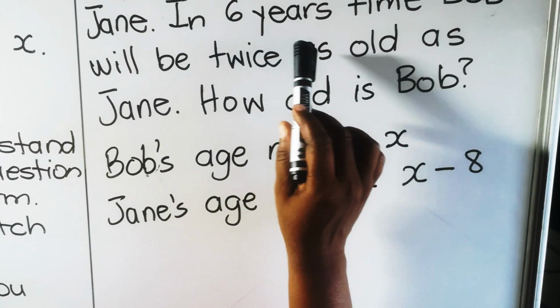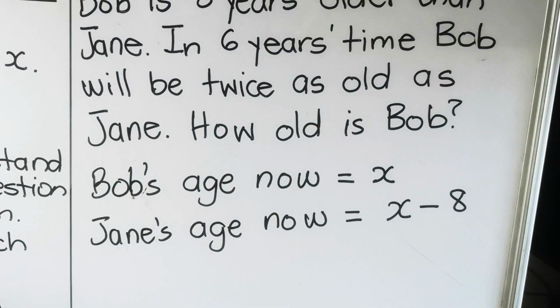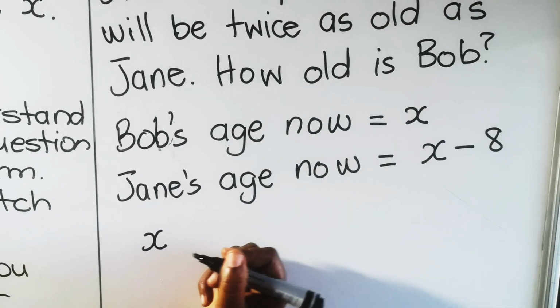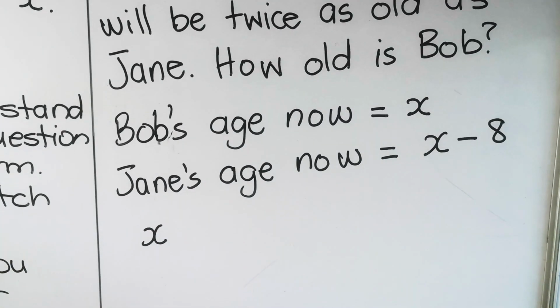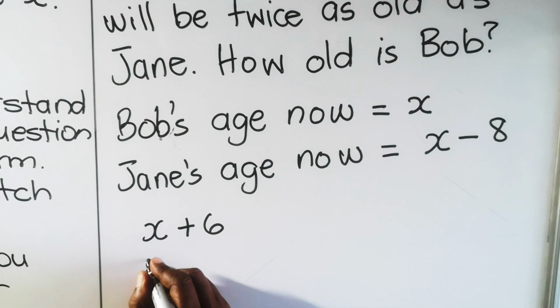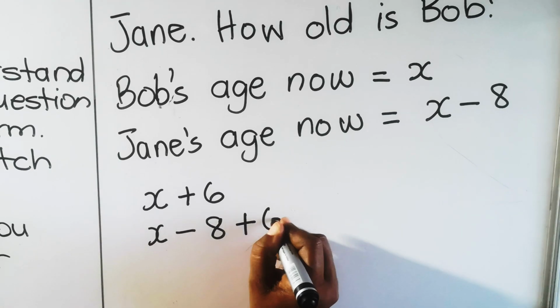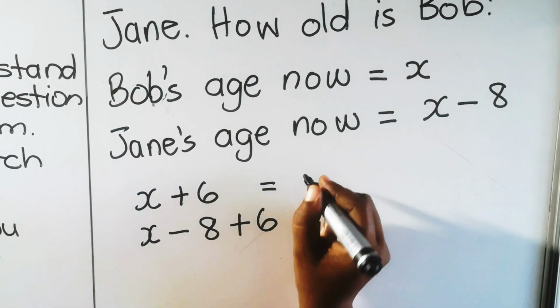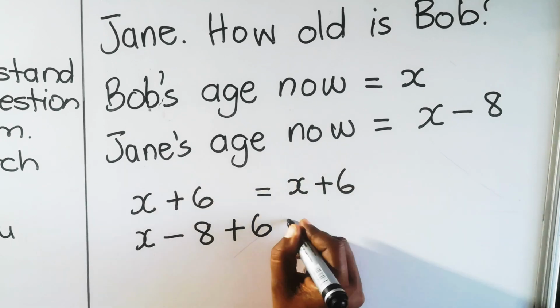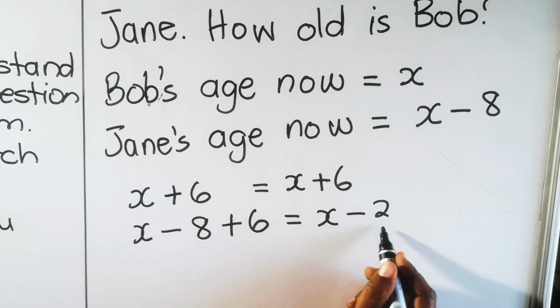Now it says in 6 years' time, Bob will be twice as old as Jane. So it means Bob now is X. So in 6 years' time, we're going to add 6. Now with Jane, Jane now is X minus 8. In 6 years' time, we're going to add 6. So Bob in 6 years will be X plus 6. Jane will be X minus 2. Minus 8 plus 6 will give you minus 2.